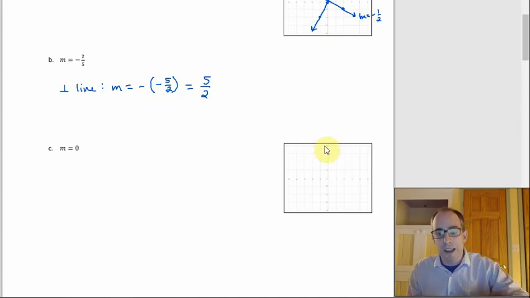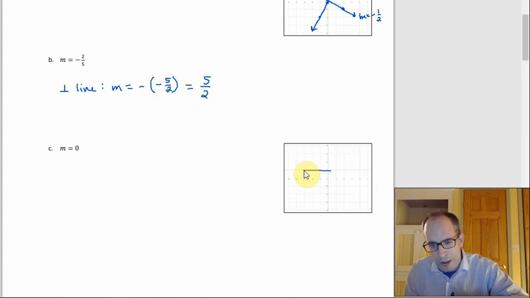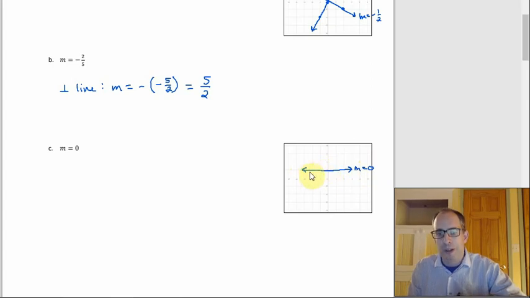Yeah, and you can see why if you use the picture over here. I'm just going to draw a line with a slope of 0, because that's going to be one that's horizontal. So there's a line with a slope of 0. And then what would be perpendicular to it? Well, what would be perpendicular to a horizontal line would be a vertical line. So if I just draw one of those, right? Then we're going to get the right angle. But a vertical line has an undefined slope.